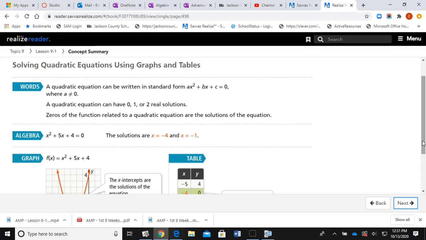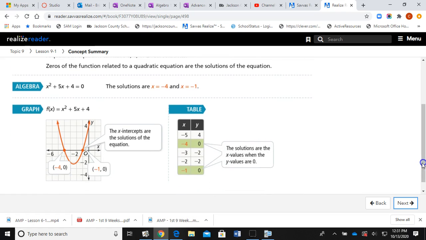Zeros of the function are the x-intercepts. That's also called solving. Like I said, all that means the same thing. You can solve it using algebra, using your graph, or using your table. Do I use the table much? No. Do you see why I don't much? Because everything you need is on the graph.